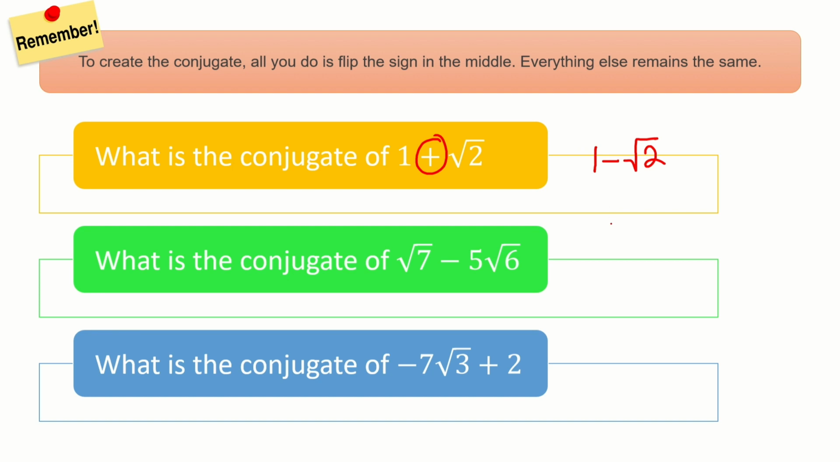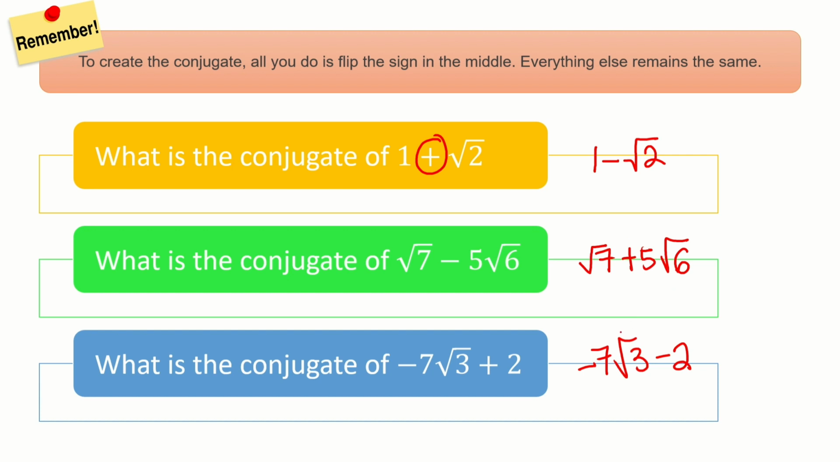The same goes with example number 2. What is the conjugate of square root of 7 minus 5 square root of 6? Our answer here is square root of 7 plus 5 square root of 6. And lastly, what is the conjugate of negative 7 square root of 3 plus 2? The answer here is negative 7 square root of 3 minus 2. So these are the conjugates.